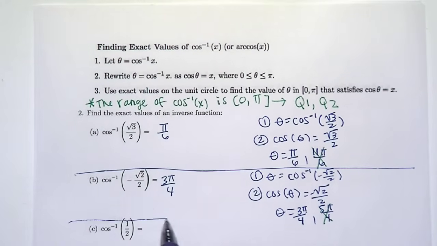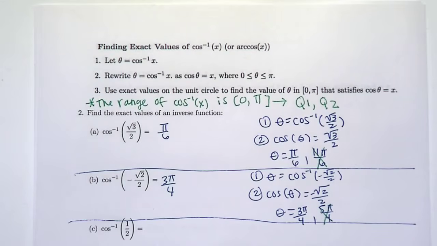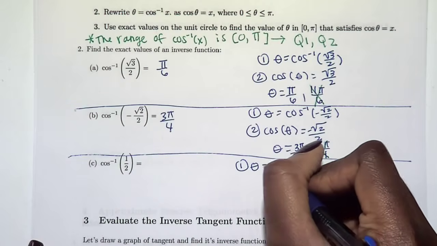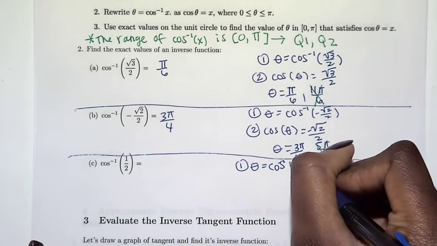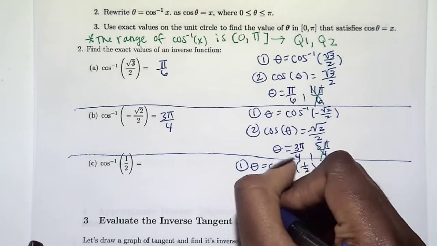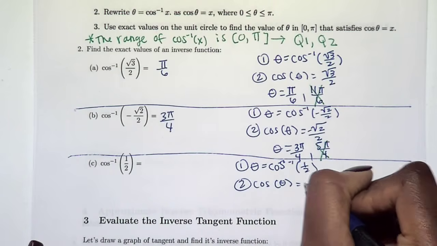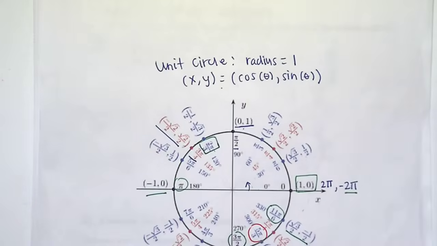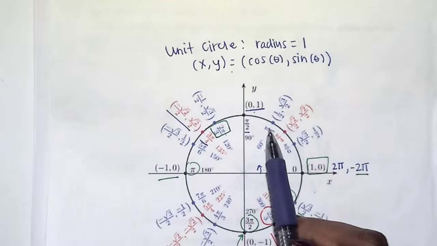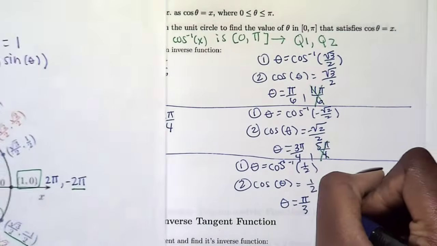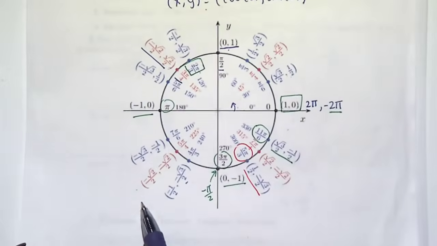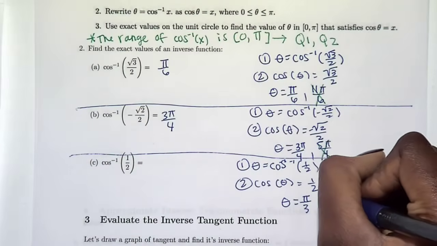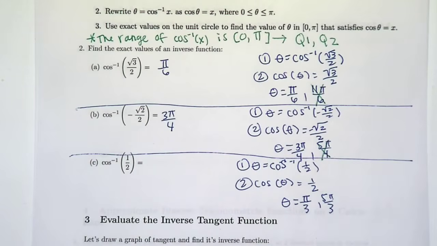All right, so you don't have to go through this whole process all the time. I just wanted to show you guys where all of this is coming from. So finally, cosine inverse of 1/2. We want to find the angle such that cosine theta is 1/2. So let's find all of the places where cosine theta is 1/2. That would be pi over 3. We can already expect that's going to be our answer. Also, 5 pi over 3. Only one of those is in the appropriate quadrant.